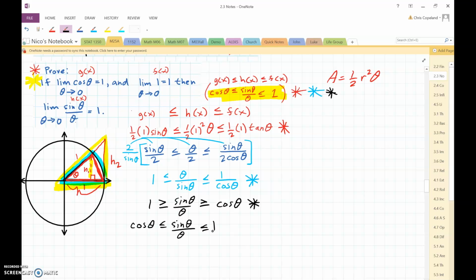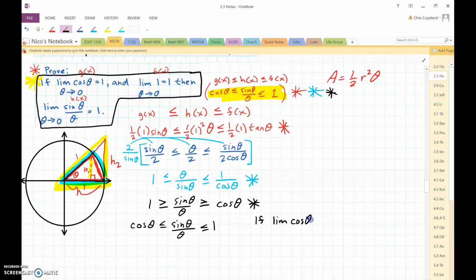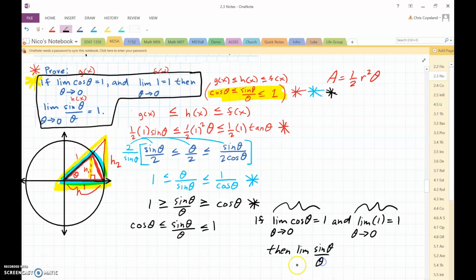Okay? Now, using this right here, the squeeze theorem, we know if the limit of cosine theta as theta goes to 0 equals 1, and the limit of 1 as theta goes to 0, that also equals 1, then by the squeeze theorem, the function that's squeezed between these two functions, when you take the limit of that function as theta goes to 0, that also must equal 1.